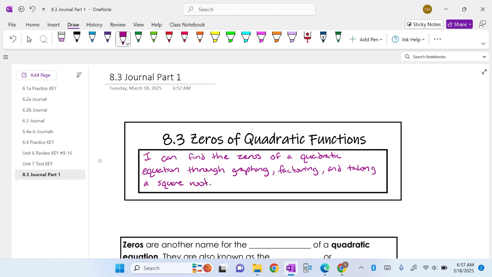So today we're only going to focus on how to find the zeros through graphing, which should be very similar to when we discussed the different key features of a quadratic last week. Now, the factoring and taking a square root part, we're not going to learn until I'm with you guys again tomorrow. So hold off on that part. We're only focusing on the graphing aspect.